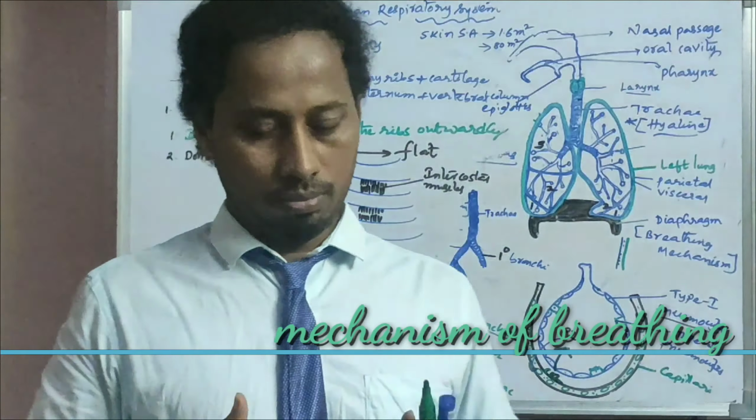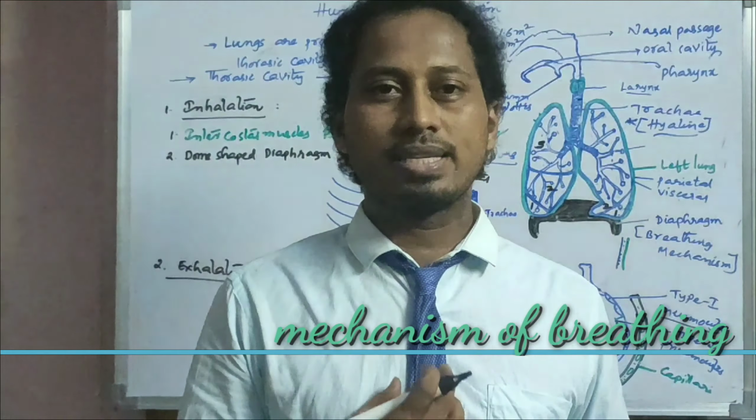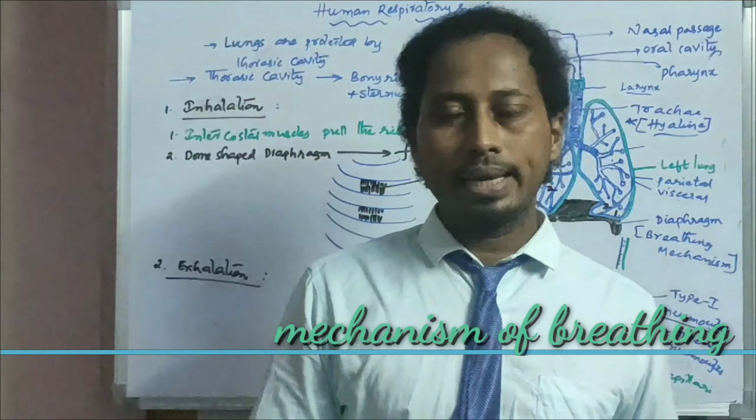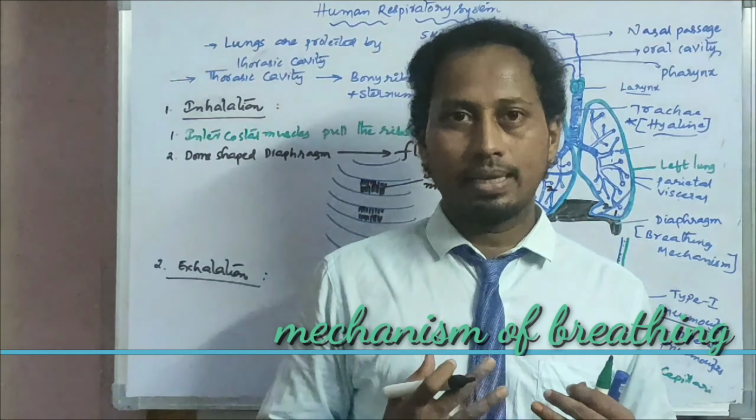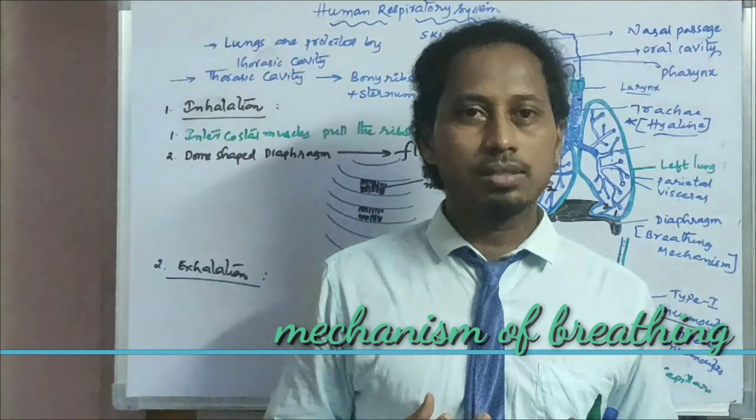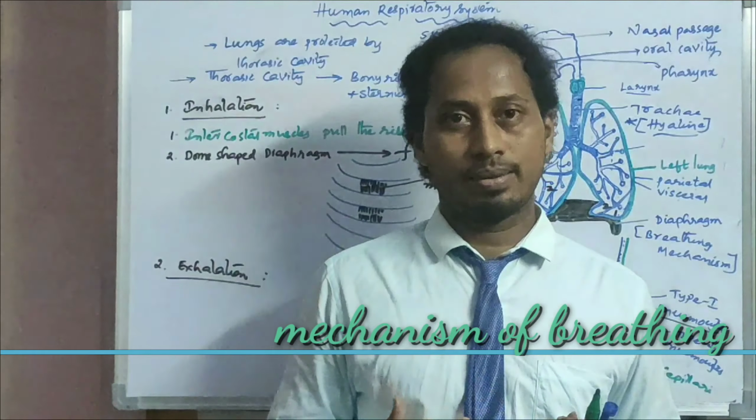This leads to two events. One is the intercostal muscles pull the ribs outwardly, and at the same time the diaphragm becomes flat. These two steps make the thoracic cavity volume increase.